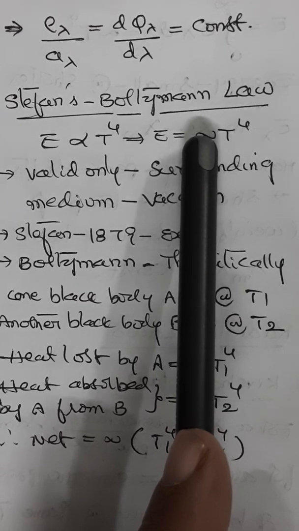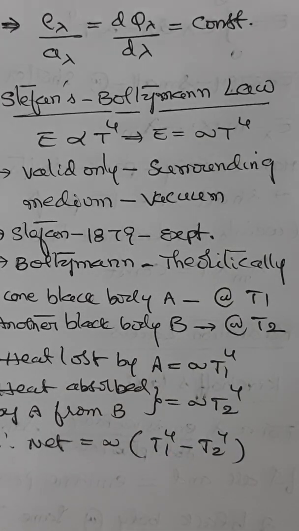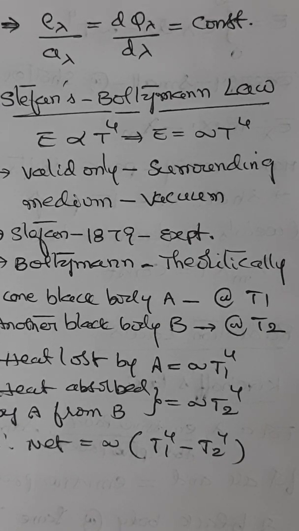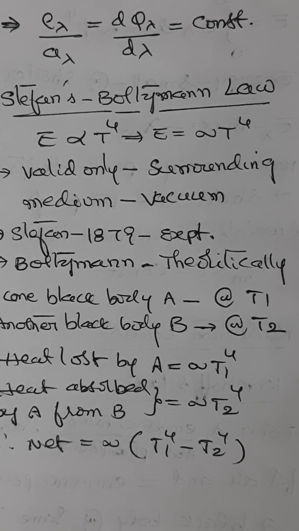That constant we named as sigma, which is nothing but Stefan's constant, whose value we have seen earlier as 5.67 into 10 power minus 8 watt per meter square per Kelvin power 4. Now this law, the Stefan-Boltzmann law, is strictly true only when the medium surrounding the black body is vacuum.